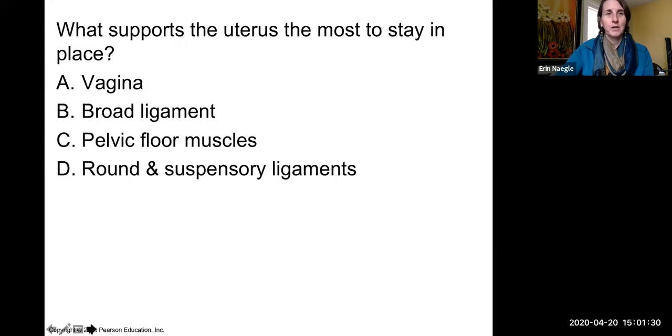All right, last question. What supports the uterus the most to stay in place? A, the vagina, B, broad ligament, C, pelvic floor muscles, or D, round and suspensory ligaments? Just realized I made the answer twice. Right? C, pelvic floor muscles. Certainly the broad ligament and round and suspensory ligaments play a role, and maybe a little bit from the vagina, but really, really important is the health and strength of the pelvic floor muscles.